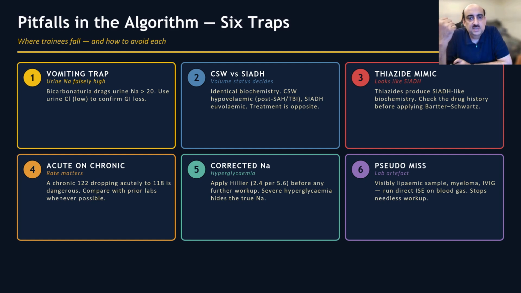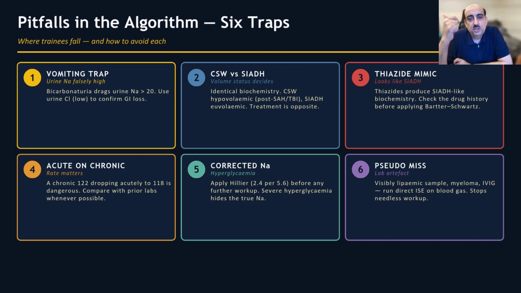Number 3, the thiazide mimic. Do not forget about cortisol and thyroid function testing before labeling as drug-induced or SIADH. In thiazide use, the chemistry will be very similar to SIADH, but you have to apply the drug history before you come over to the Bartter and Schwartz criteria. So that's another important point.